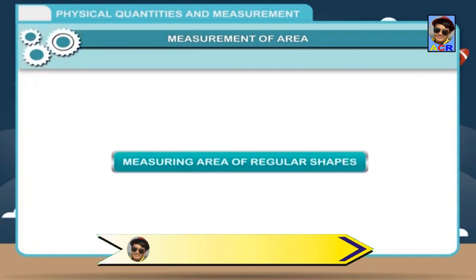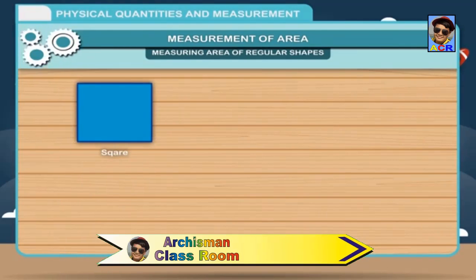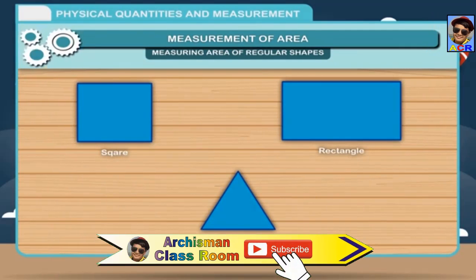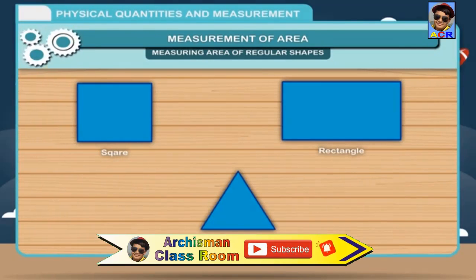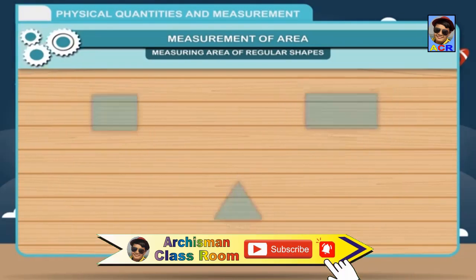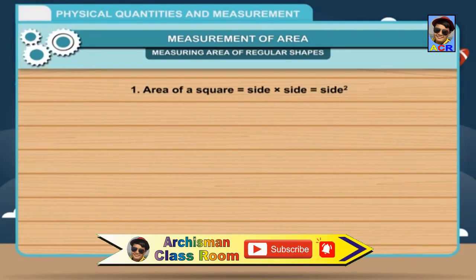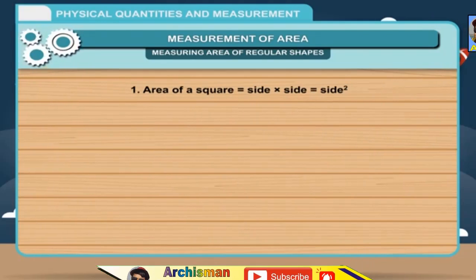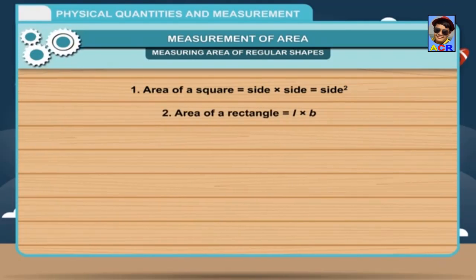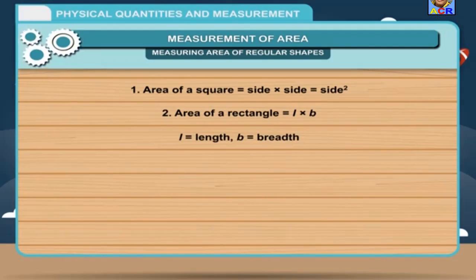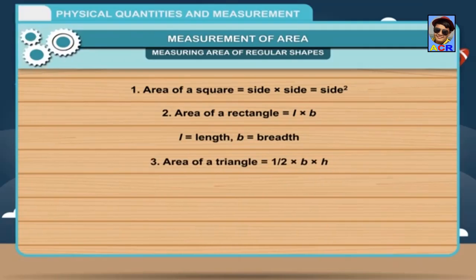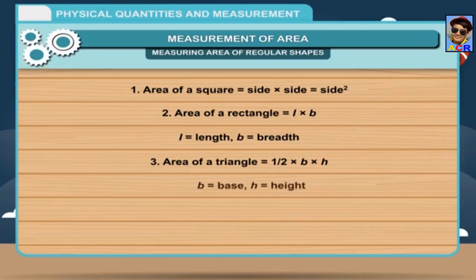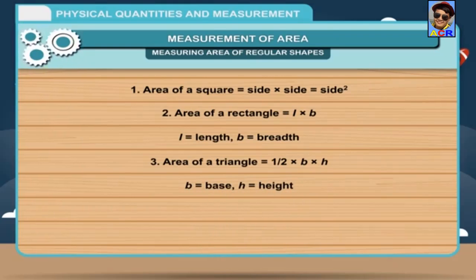Measuring area of regular shapes. The area, A, of a regular surface such as squares, rectangles, and triangles can be calculated by using specific formulas. 1. Area of a square is equal to side into side is equal to side square. 2. Area of a rectangle is equal to length into breadth, L into B. L is equal to length, B is equal to breadth. 3. Area of a triangle is equal to half into B into H. B is equal to base, H is equal to height.